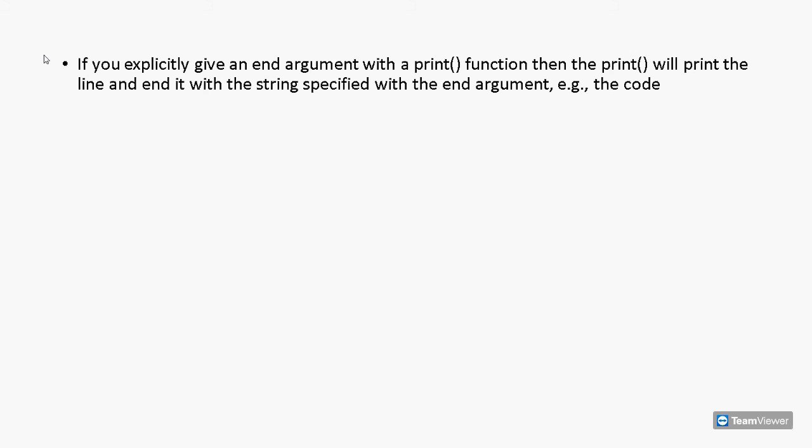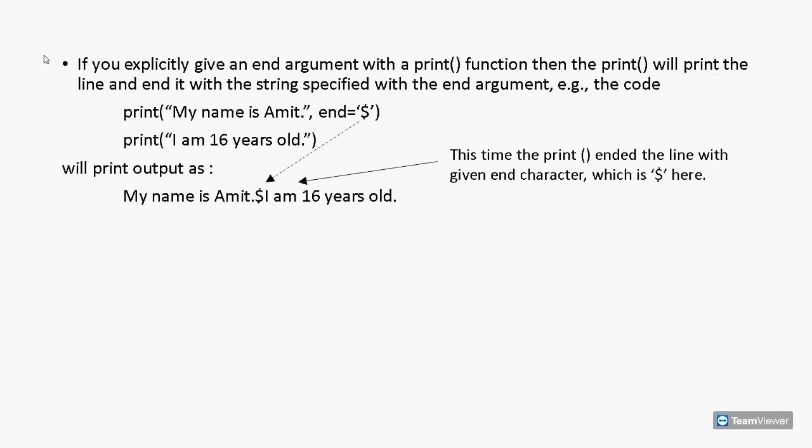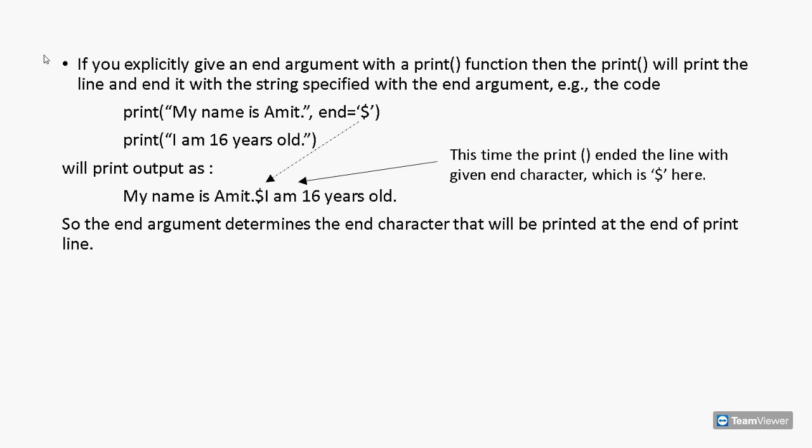If you explicitly give an end argument with the print function, then the print function will print the line and end it with the string specified with the end argument. That is, the code print("My name is Amit.", end='$') print("I am 16 years old.") will print the output as: My name is Amit.$I am 16 years old. We have given the end argument as dollar, and this time the print ended the line with the given end character, which is dollar here. So, the end argument determines the end character that will be printed at the end of the print line.